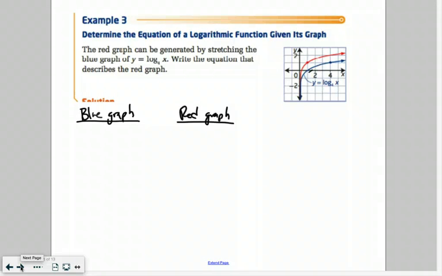So just like we've done this again before, once you have your graphing down, you then look at the graphs and try and determine what your transformations are. Okay, so looking at this, the red graph is generated by stretching the blue graph of y equals log x base 4. So they're telling us that that blue graph has an equation of y equals log of x base 4. Look carefully at the graphs. What seems to change? Or what stays the same?